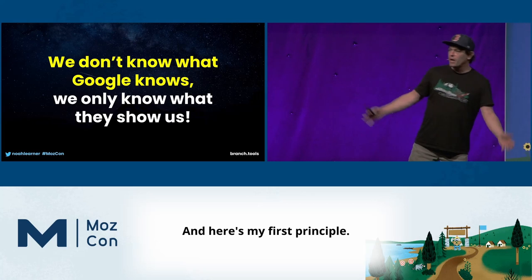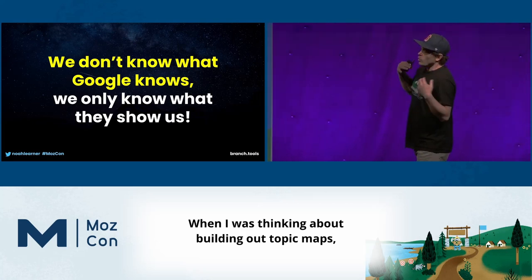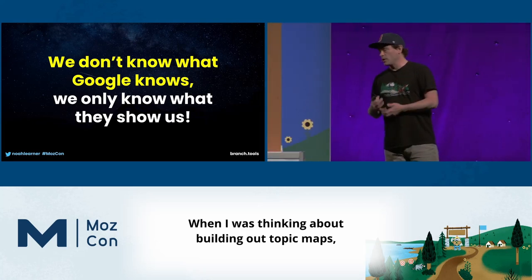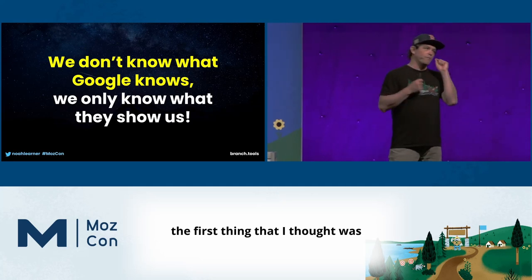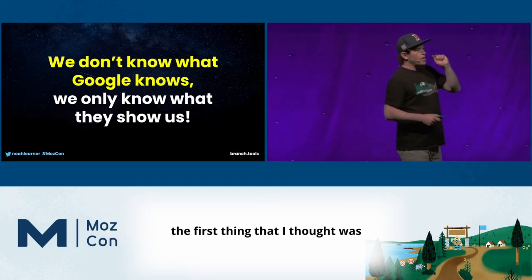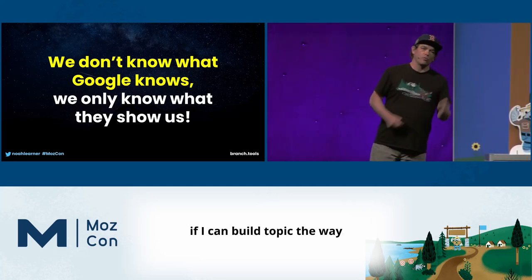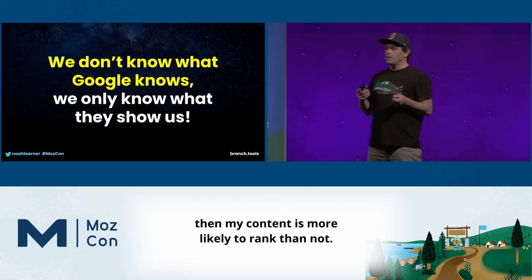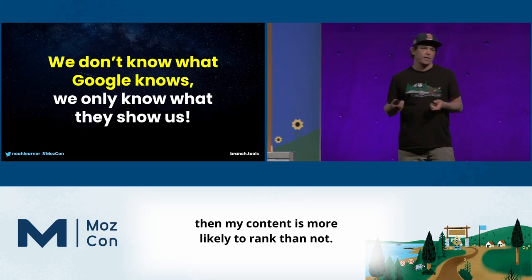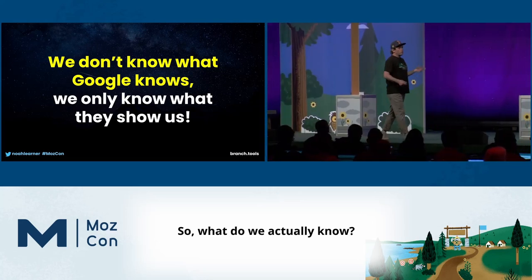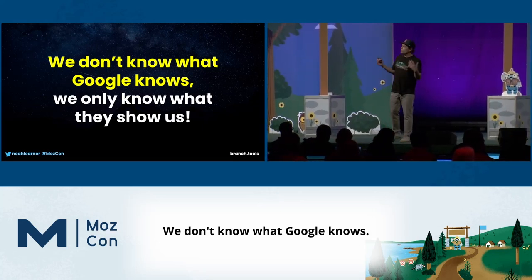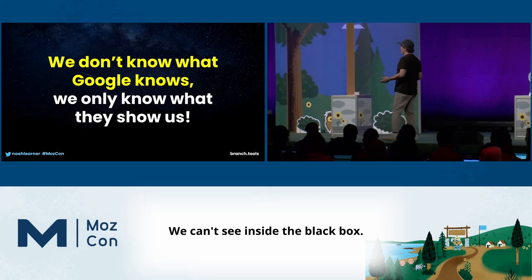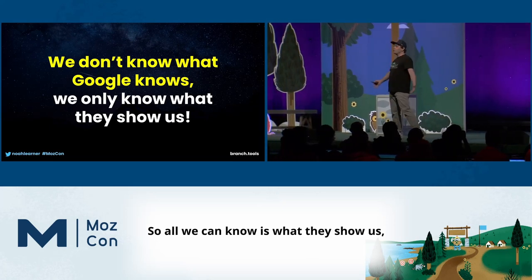And here's my first principle. When I was thinking about building out topic maps, the first thing I thought was, if I can build topic the way that Google understands knowledge, then my content is more likely to rank than not. So what do we actually know? We don't know what Google knows. We can't see inside the black box. So all we can know is what they show us.